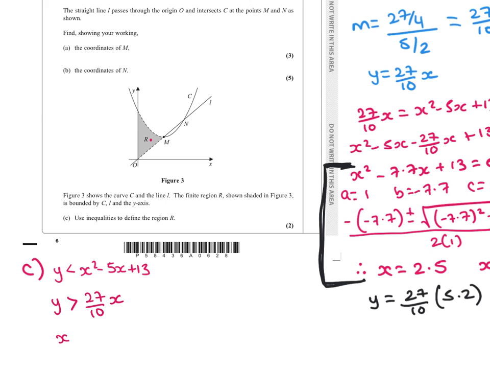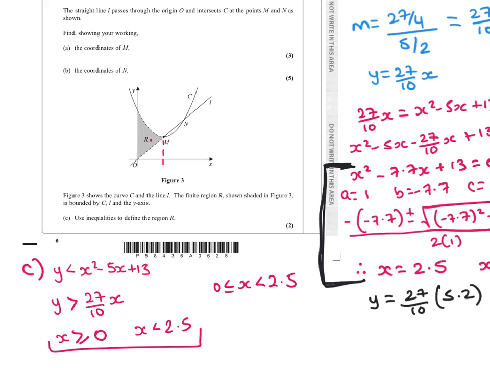x is greater than or equal to 0, because it's a solid line. And what else do we know? y is less than x squared minus 5x plus 13. And then we know that this m coordinate has x less than, no, it's not less than or equal to, it's less than 2.5. So actually we can put these together. We're going to get 0 is less than or equal to x, which is less than 2.5.